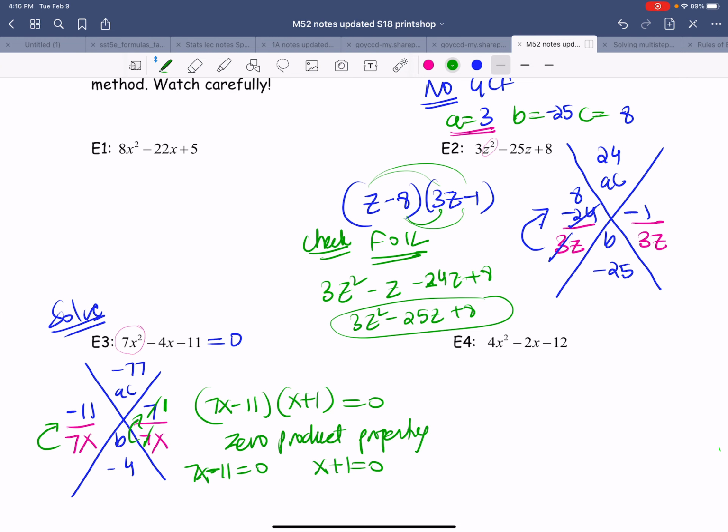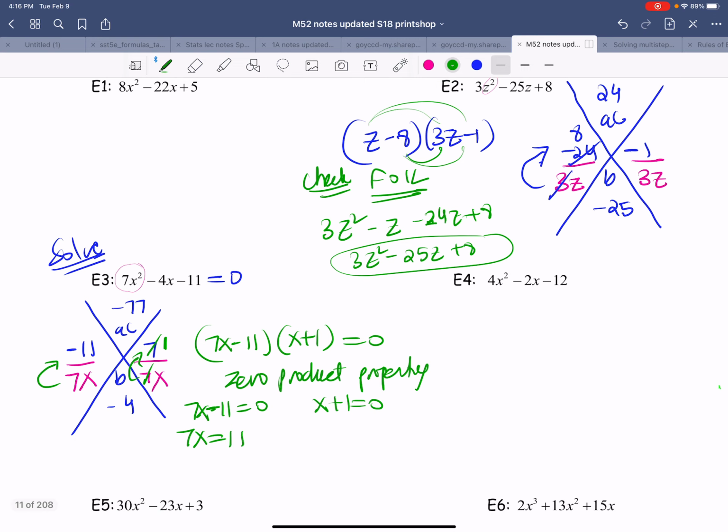So we're going to be adding 11 to both sides and dividing both sides by 7 to isolate the x here. x comes out to be 11 over 7 and x comes out to be -1. Okay, there are our two possible answers here. So if x is 11 over 7 or if x is -1, then this equation will become true.